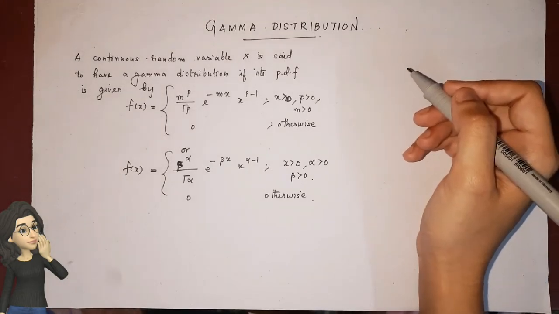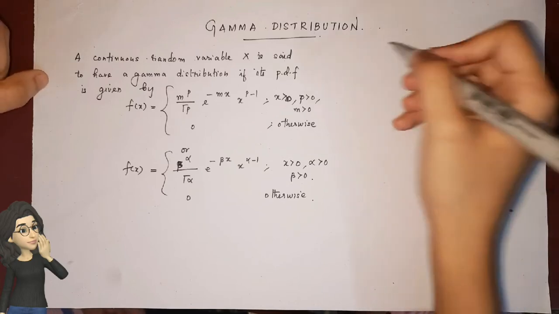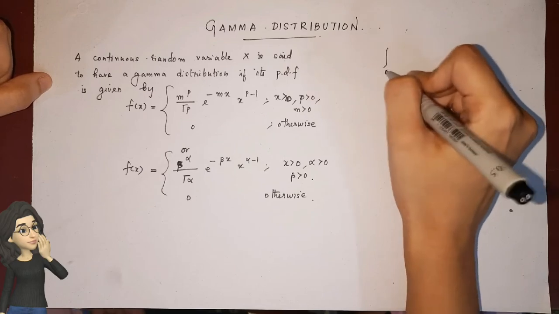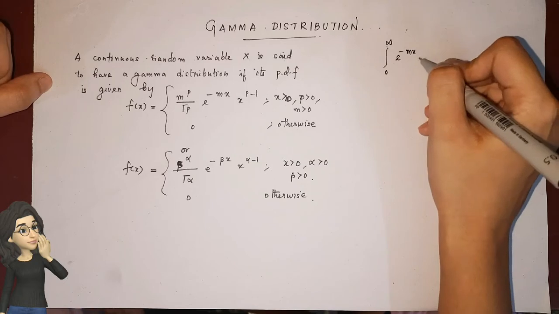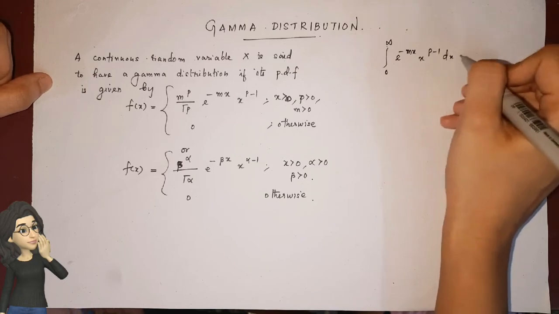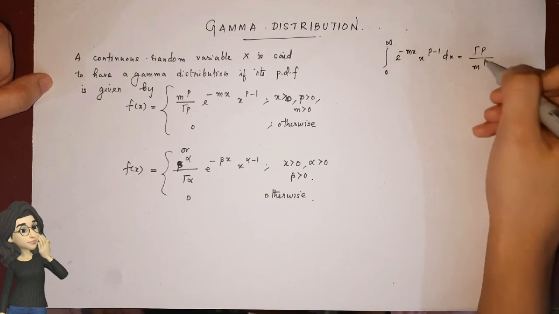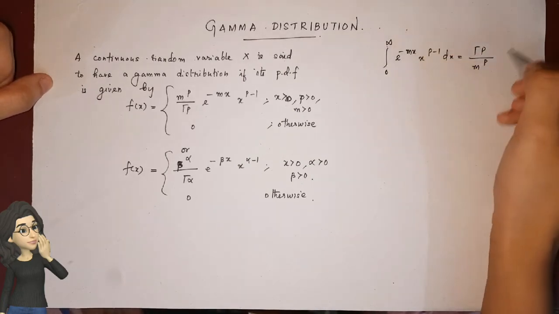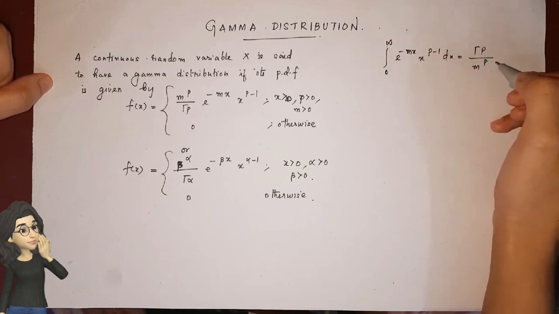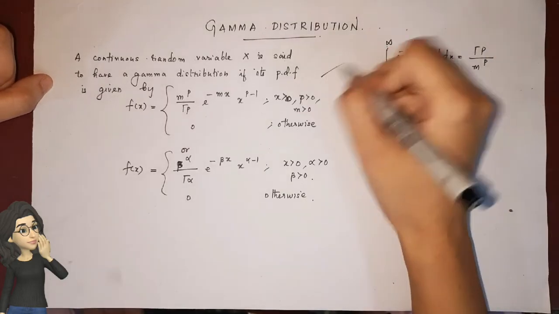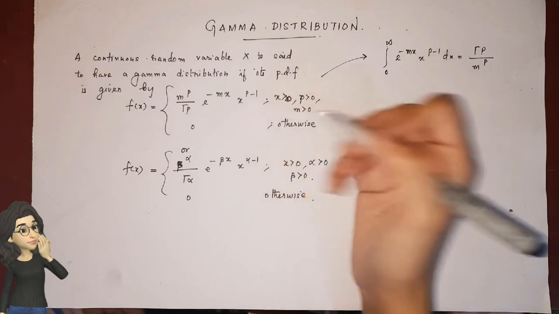While discussing the normal distribution, we came across a function called the gamma function. That function was: integral from 0 to infinity of e raised to minus mx, x raised to p minus 1 dx, is equal to gamma p divided by m raised to p. So this was that function which we called the gamma function. We will get this from the formal definition, or the PDF, of the gamma distribution.